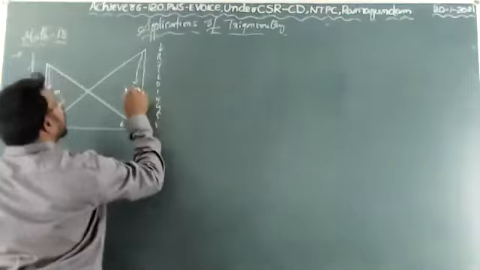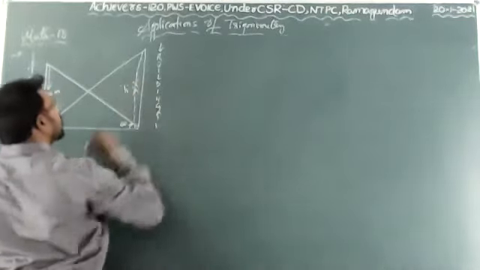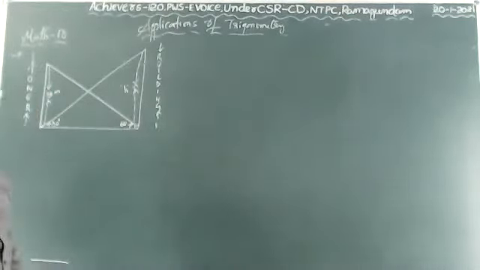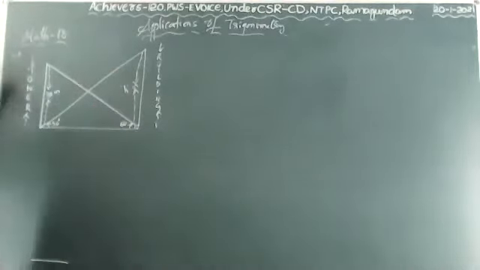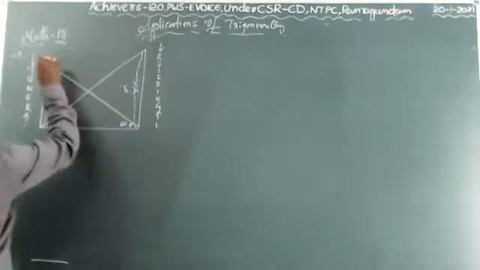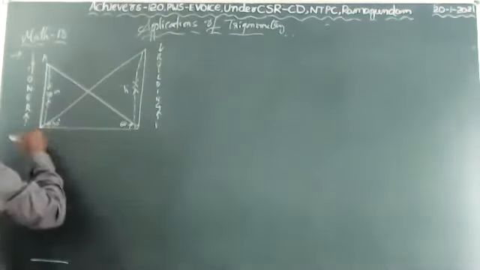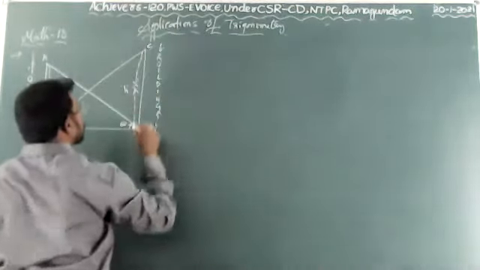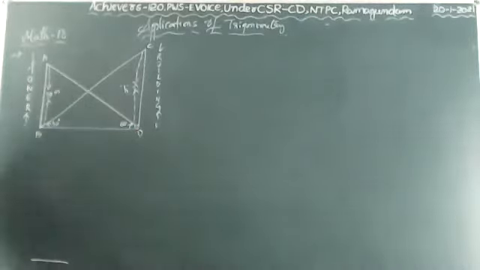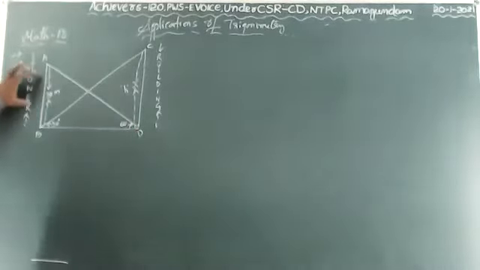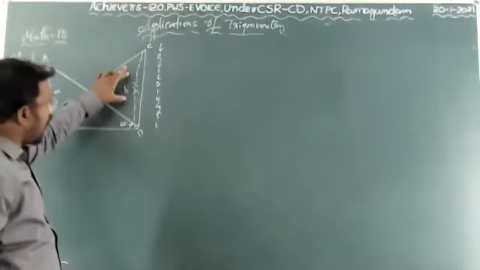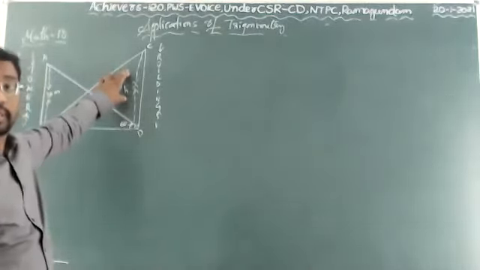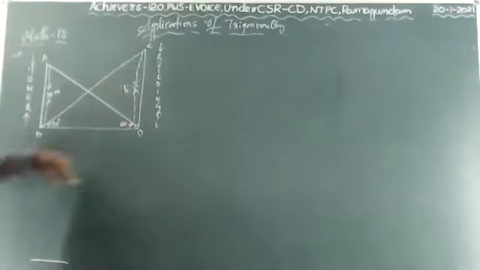He is asking, let us take h meters. What is the height of the building? He is asking. Let us take A, B, C, D. Let us take the height of the tower as AB. Let us take the height of the building as CD.